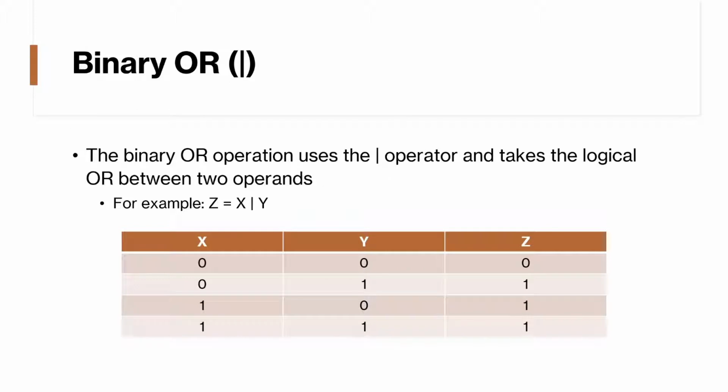Now on screen you can see the binary OR operator. The operator just takes the logical OR between two operands, and on screen you can see the truth table for this. You only generate a 1 if at least one of the inputs is a 1, or both of the inputs. You only really generate a 0 if both inputs are 0.